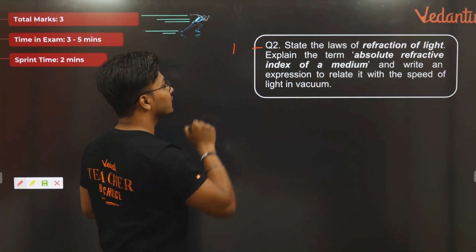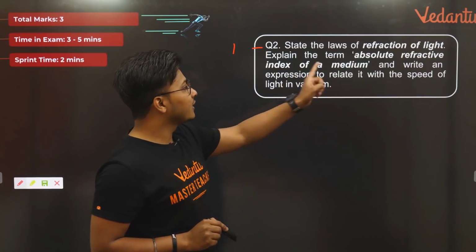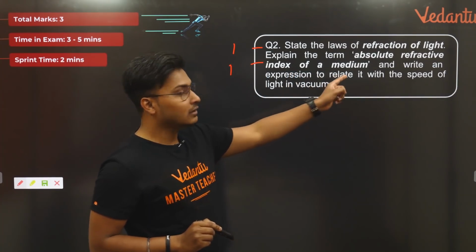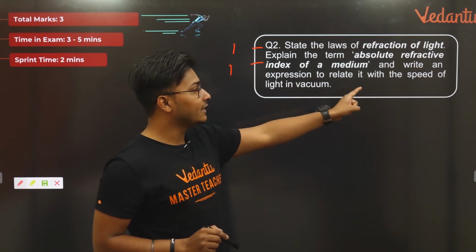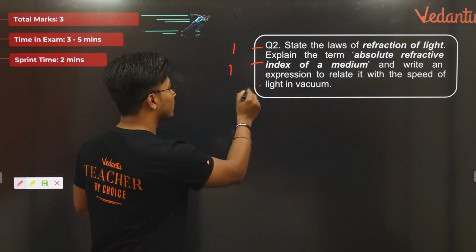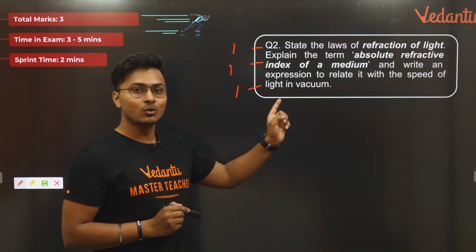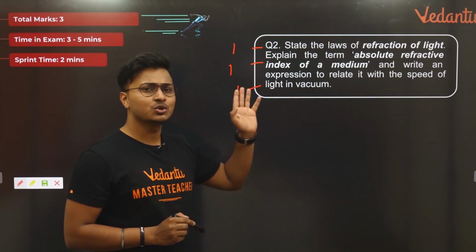You'll be getting 1 mark for that. Explain the term absolute refractive index of a medium. You'll be getting 1 mark for that. And then the final part, write an expression to relate it with the speed of light in vacuum. You'll get 1 mark for that. So total 3 marks. यहाँ पे एक भी गलती हुई, you will lose 1 or the half marks, but I don't think you should lose here.